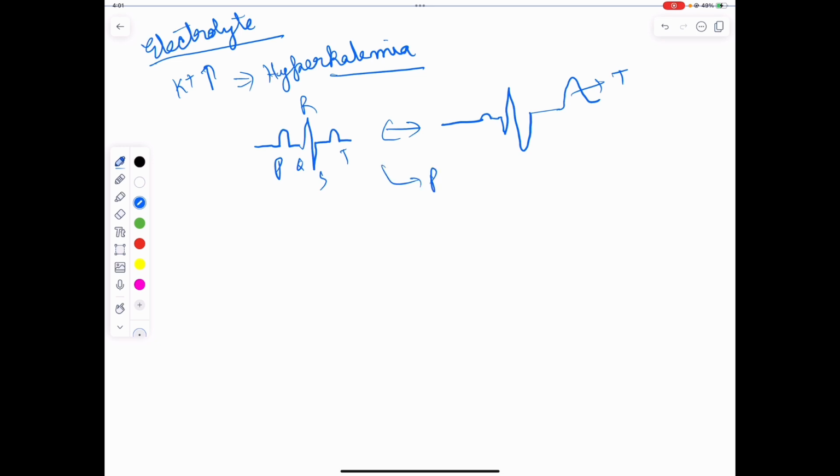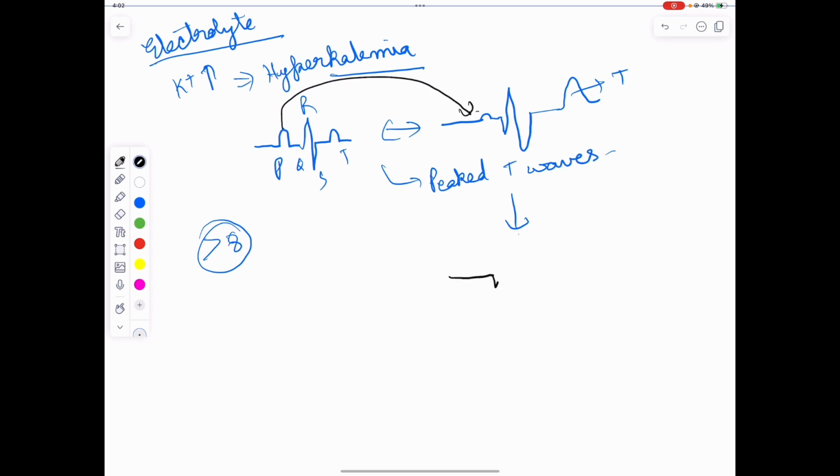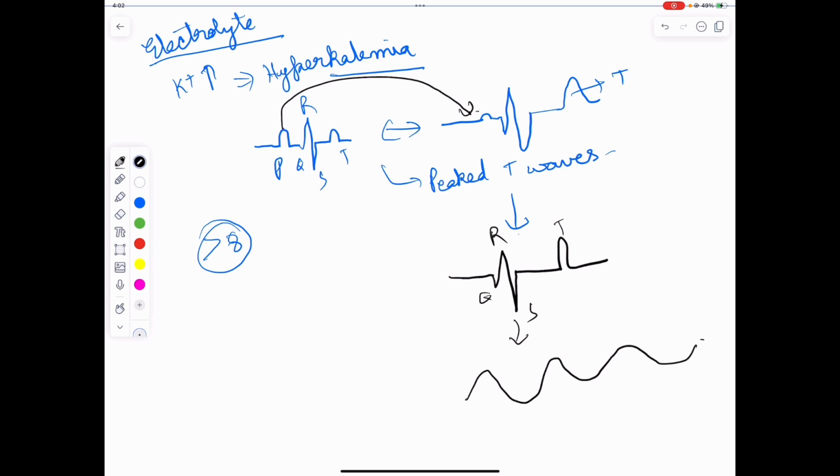So what will we get? We will get peaked T waves. Now after peaked T waves, as potassium increases further, the P wave, which you have noticed was reducing, will now altogether vanish. With more increasing potassium, it will ultimately become a sine wave. So this is what happens in hyperkalemia.